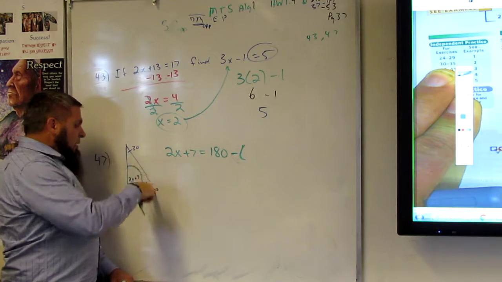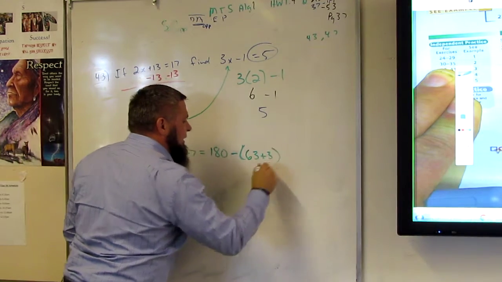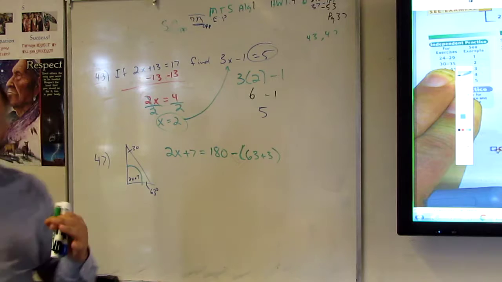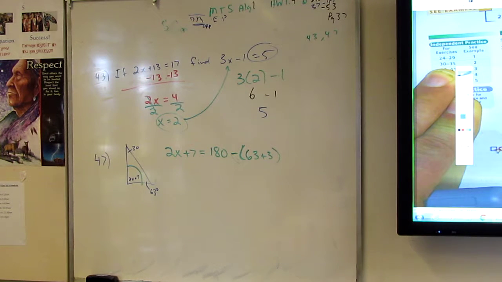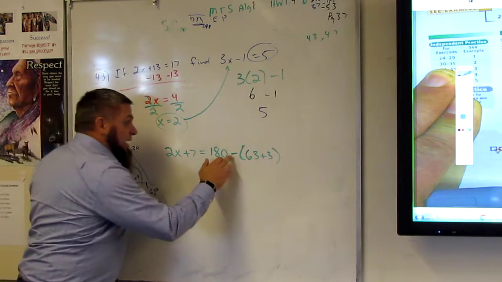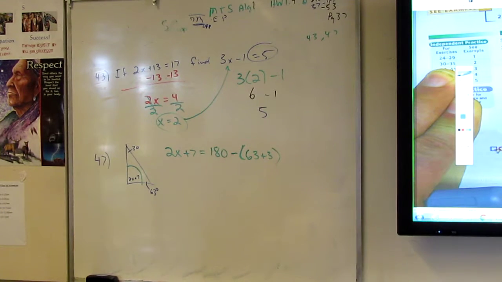Okay? 30 and 63. That's all we're doing. 63 plus 30. We're subtracting that from 180 because they all add up to be 180. This is next year. This is actually geometry. The reason why I have you doing it is to give you just a little taste of what the beginning of next year is going to be like. For some of you, this is going to be tough, because when I see my geometry students, they come in, they're like, what are we doing? I don't get it.